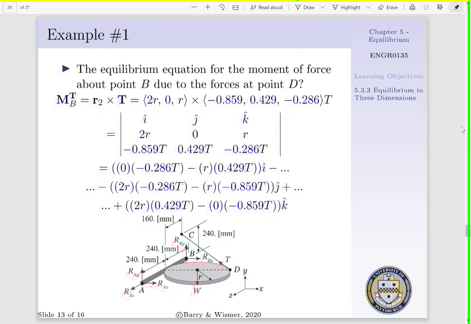And this gives us the quantity 0 times minus 0.286T, minus R times 0.429T, existing in the i hat direction, minus the quantity 2R times minus 0.286T, minus R times minus 0.859T, existing in the j hat direction, plus the quantity 2R times 0.429T, minus 0 times minus 0.859T, existing in the k hat direction.